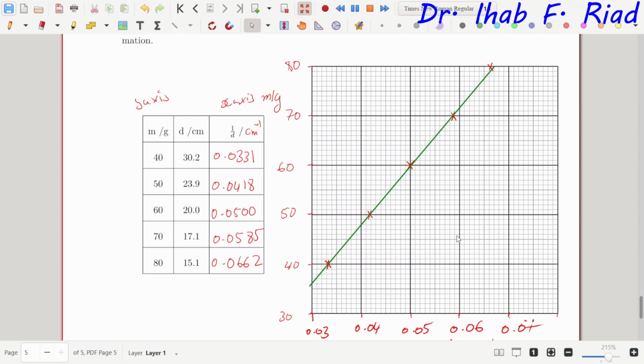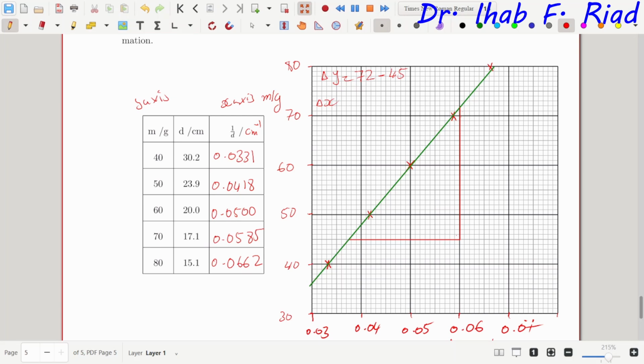Okay, now we have our line. Let us calculate the gradient. We again draw a right angle triangle. This is our right angle triangle. Again, we calculate delta y and delta x. For delta y, we have this data point. It is 70, 71, 72. This 72 minus this 45.